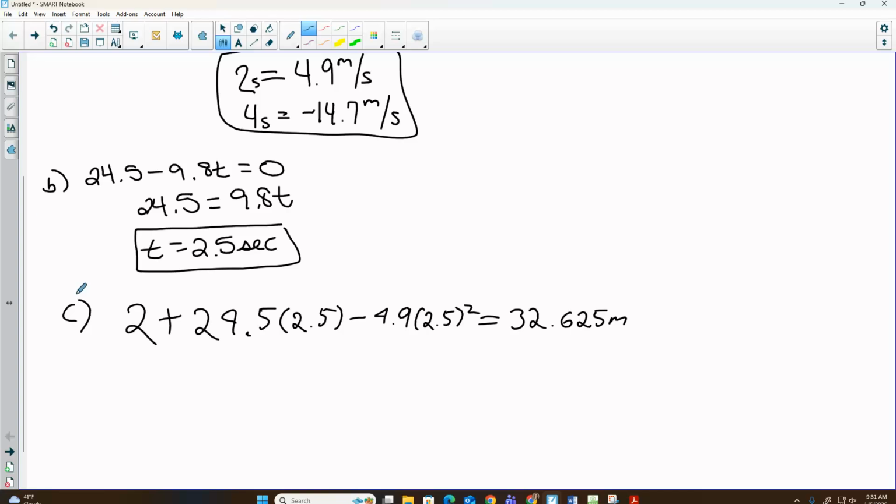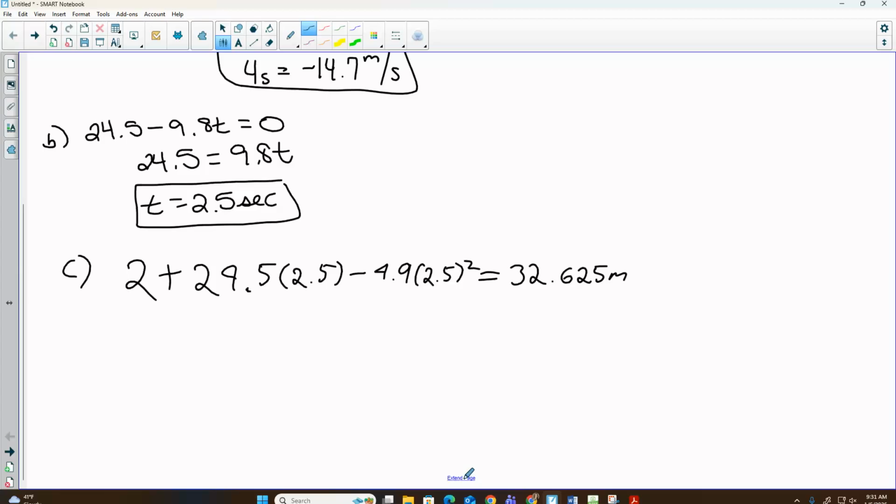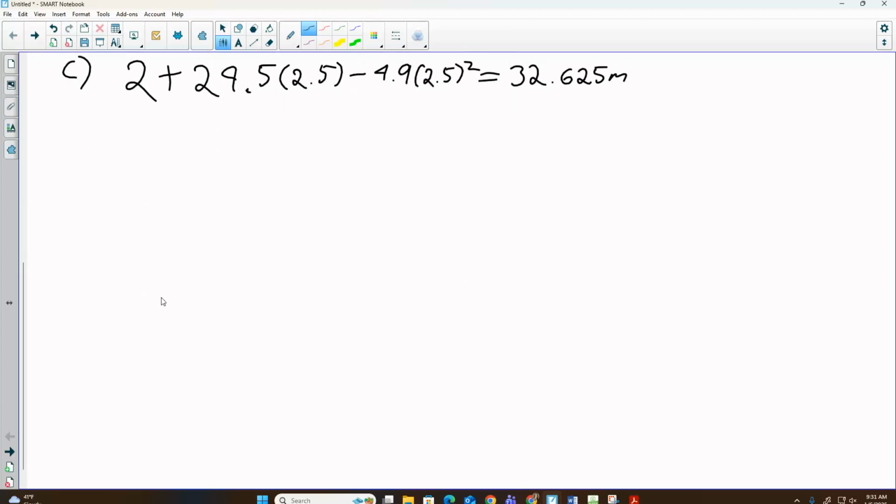All right. Part D. When does it hit the ground? If it hits the ground, what is our height? 0. So this is asking when the original is equal to 0. So Anna, how do we do that? This one we did the quadratic formula.